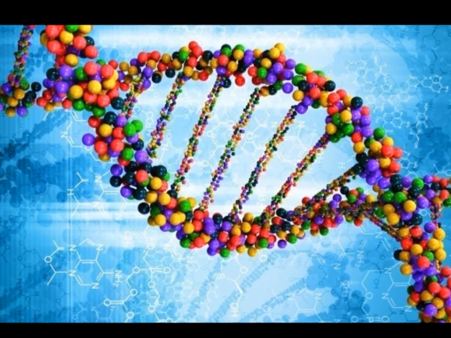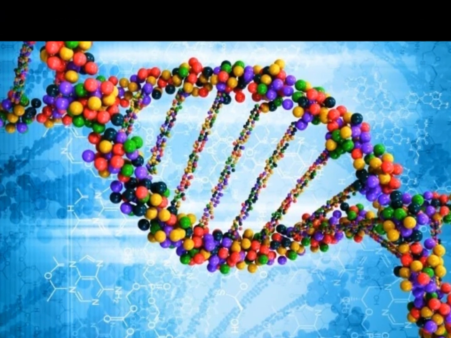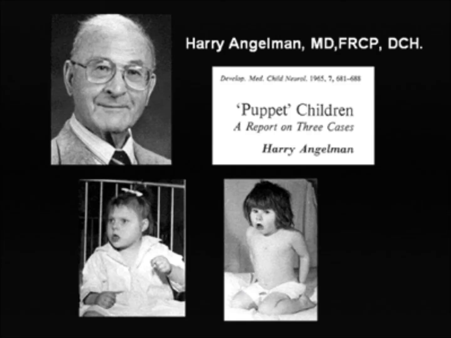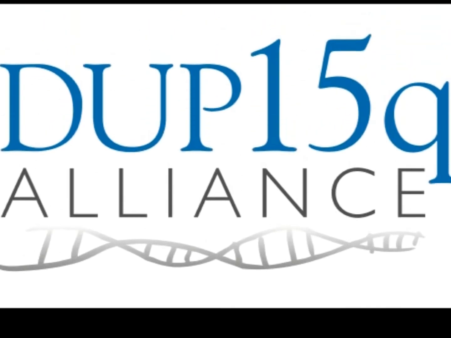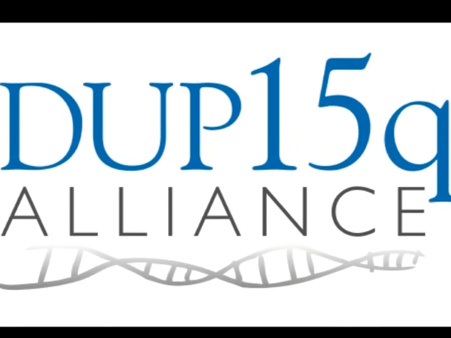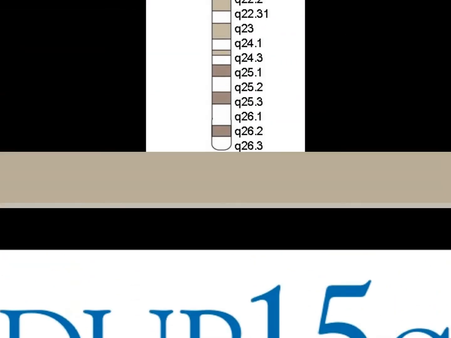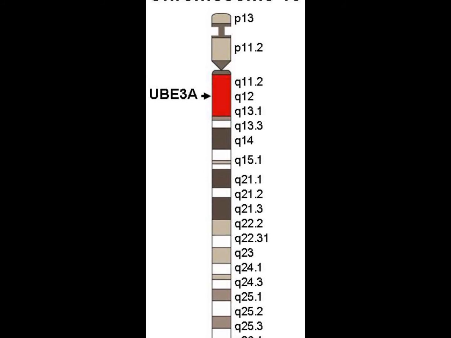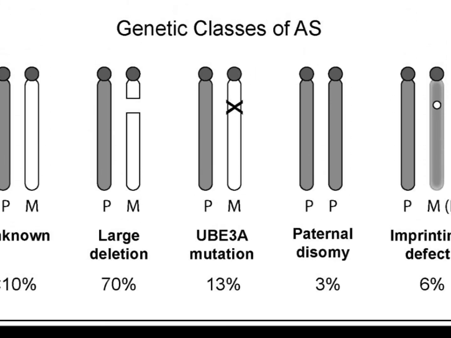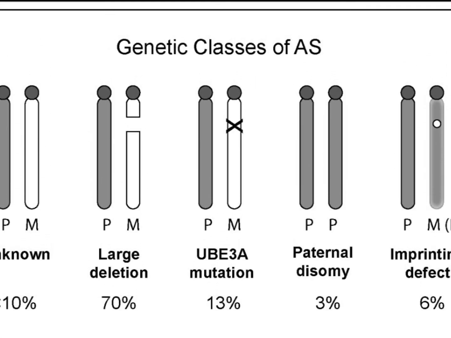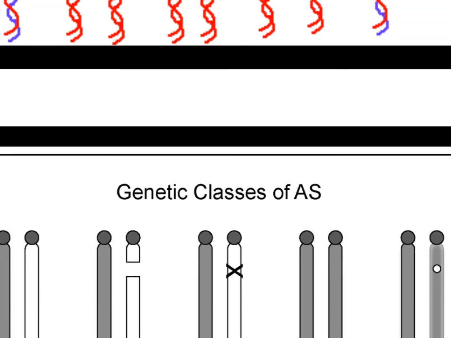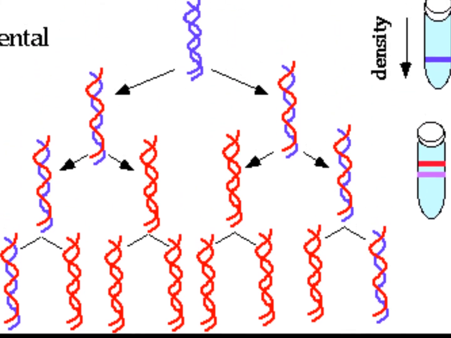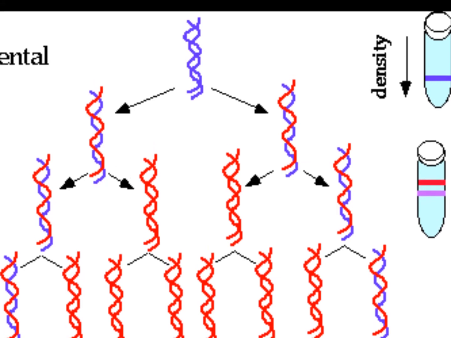Now that we know the process of DNA replication, let's see how this process can lead to many syndromes in our society, one of them being Angelman syndrome. Angelman syndrome is a genetic disorder. It's most often caused by problems in the gene located on chromosome 15 called ubiquitin protein ligase E3A, the UBE3A gene.